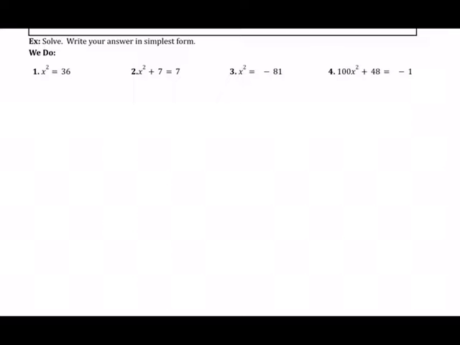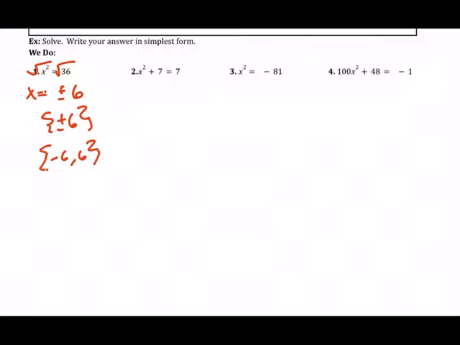On number 1, the squared term is already isolated. I just have x squared equals 36. So I'm going to move on to my second step, which is to square root both sides. Don't forget your plus minus. What times itself is 36? Well, that's 6, so our final answer is plus or minus 6, or you could rewrite this as negative 6, 6.